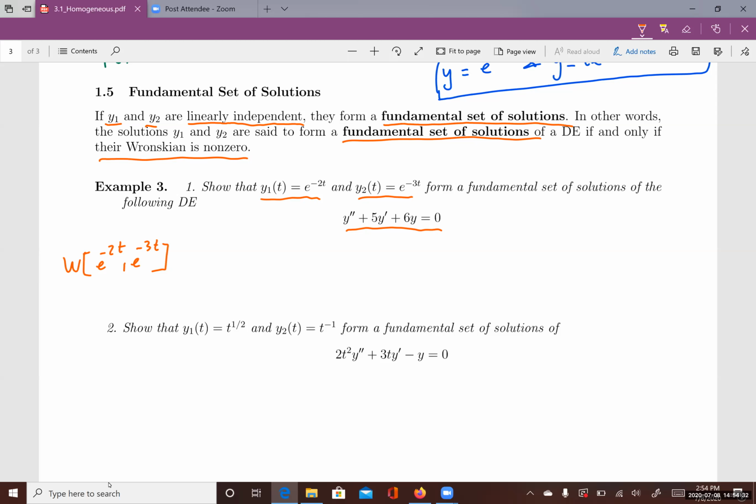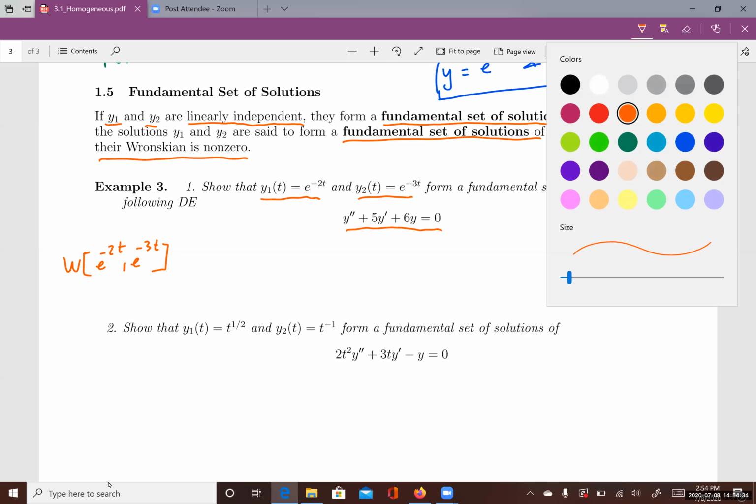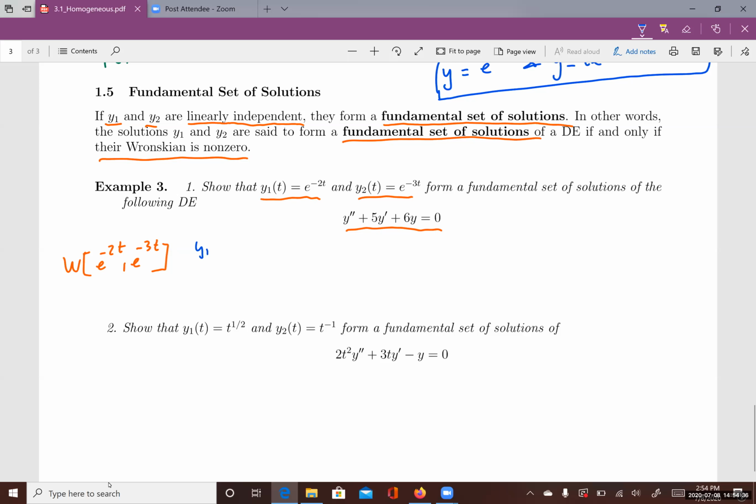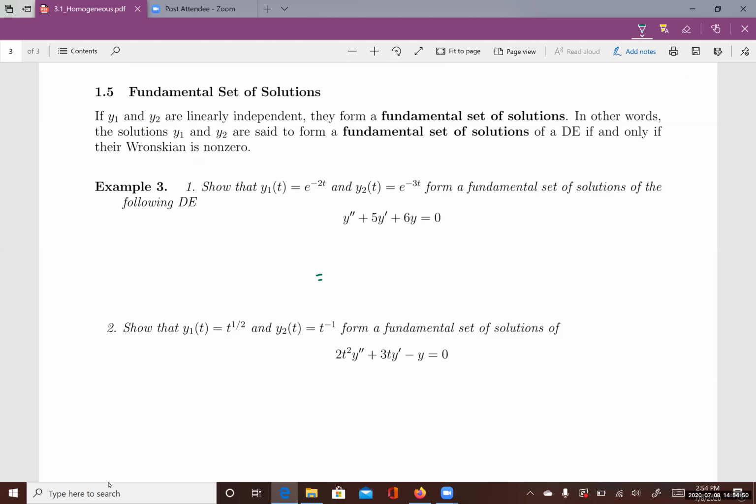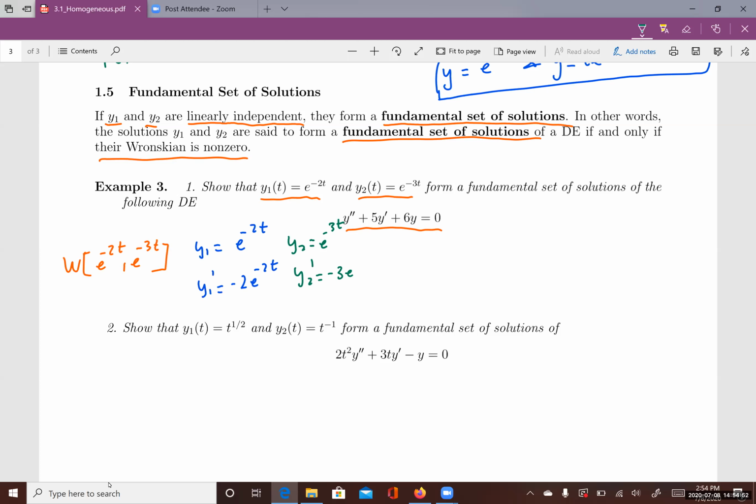So y1 is e to the negative 2t, so y1 prime is negative 2 e to the negative 2t. And I have y2 equals e to the negative 3t, then y2 prime equals negative 3 e to the negative 3t. Okay. And then you can use cross multiplication to figure out the Wronskian of these two functions.